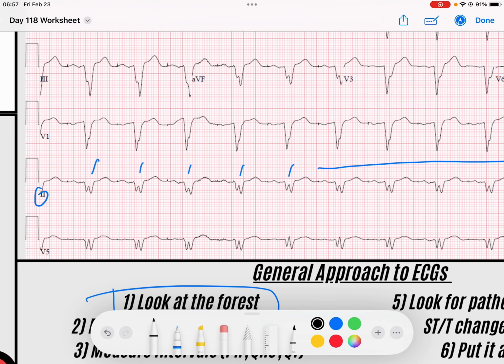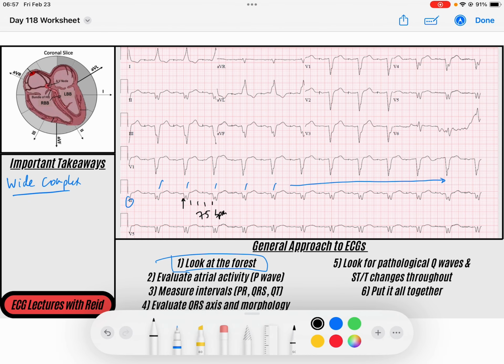Well, first thing we can do is measure the rate of this rhythm. I find a QRS that lands on a solid line, maybe this one. And so I measure 300, 150, 100, 75. We'll say 75 beats per minute, right? So we have a wide complex rhythm that is not a tachycardia, but it could still be wide complex. It could be a ventricular rhythm, like maybe AIVR, accelerated idioventricular rhythm. Or two, it could be some type of bundle branch block, right? Aberrancy, some type of aberrant conduction through the ventricles.